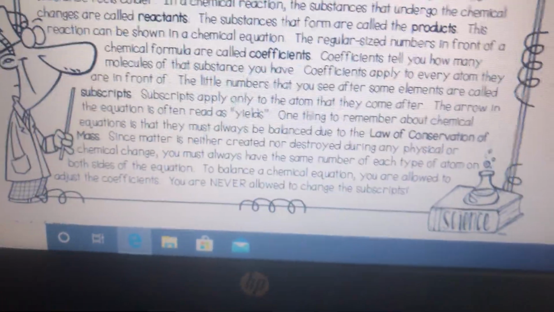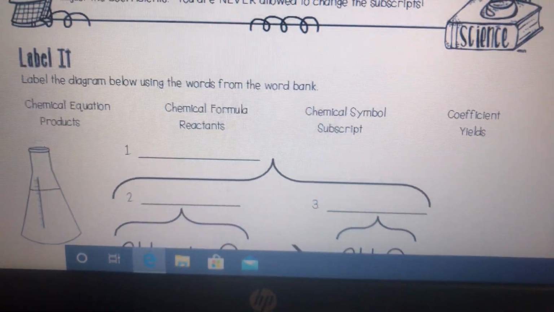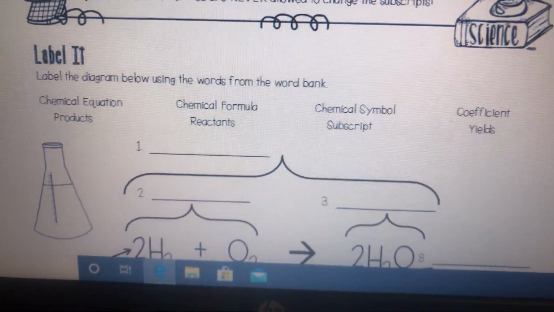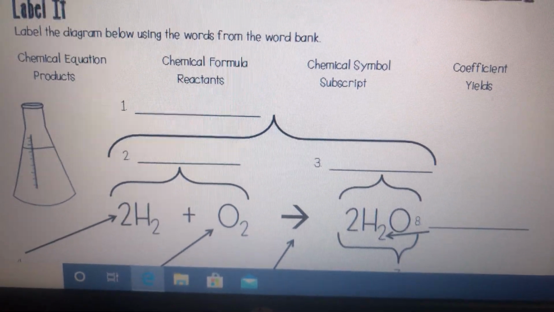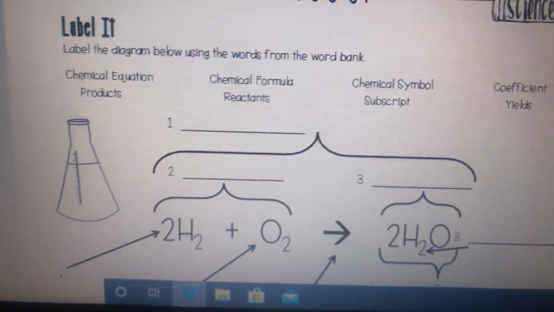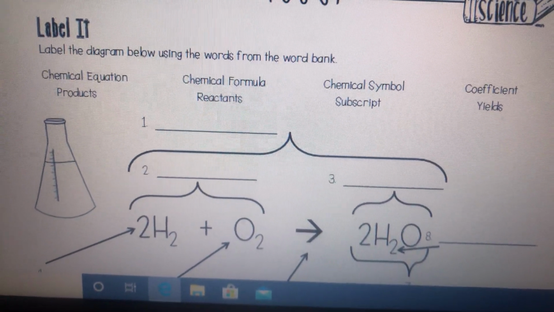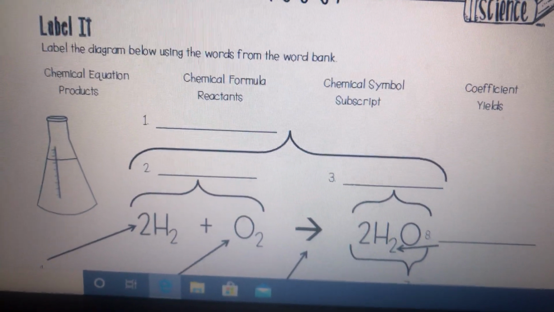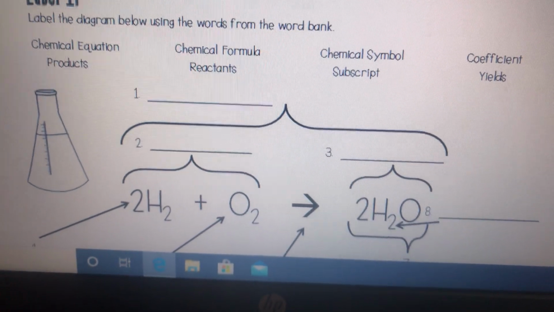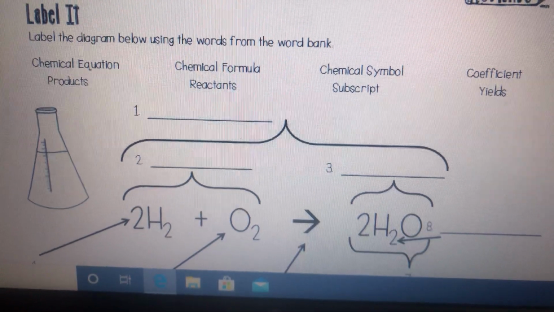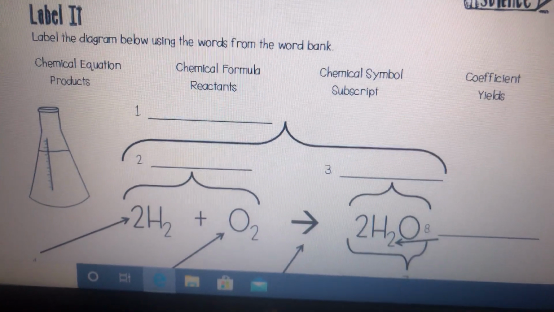Okay, so let's scroll down here and take a look at some of the words that we're going to be using, and we're going to label it. What would be in number one? Number one would be something like, that would be a chemical, what? Would be a chemical equation or a chemical formula. That's what we're going to have to figure out. I would say it would be a chemical equation.